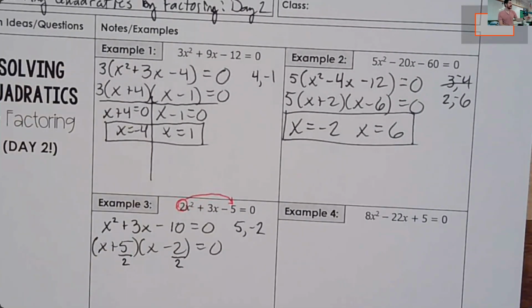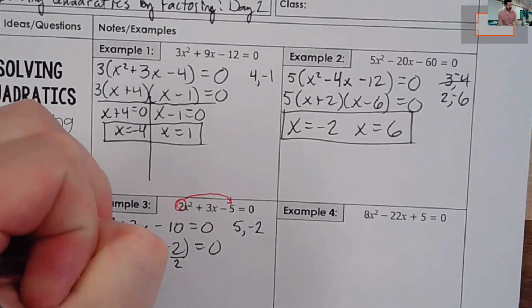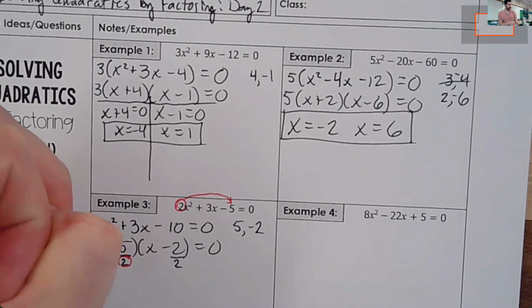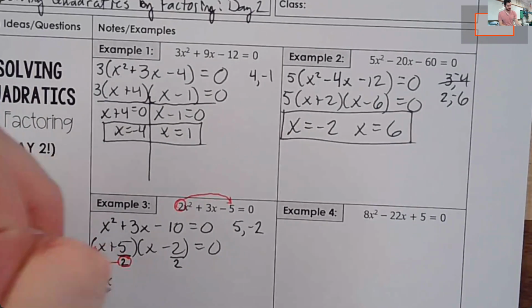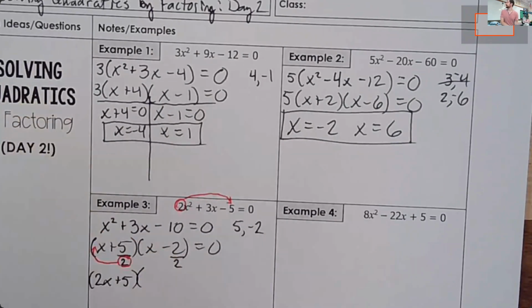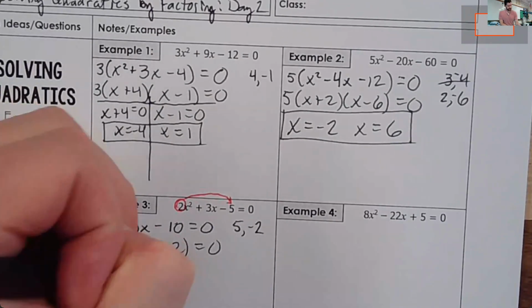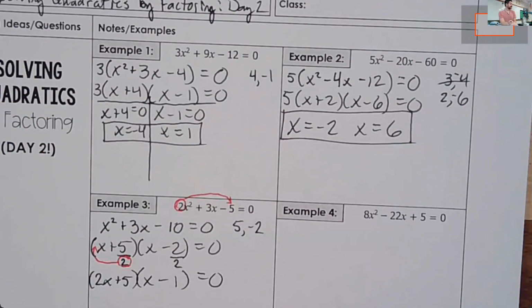Now, if it does not divide evenly, like 5 over 2 does not divide evenly, and there's still a denominator left, this is the slide portion of slip and slide. We slide the denominator value in front of the variable. So that will give us 2x plus 5. And then this one divides evenly, so that would be times x minus 1. And then equals 0. Now we're done factoring.